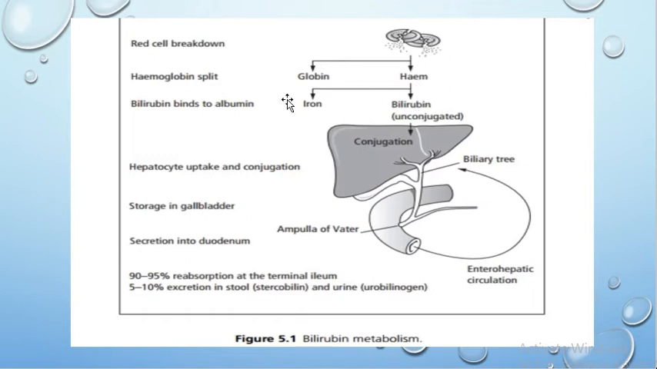Then heme is split into bilirubin and iron. That iron is stored again in the liver and in the bone where iron is needed. So iron is not a waste; it plays an important role in making RBC. And the unconjugated bilirubin will be taken up by the liver cell, the hepatocyte, which converts the unconjugated bilirubin into conjugated bilirubin.